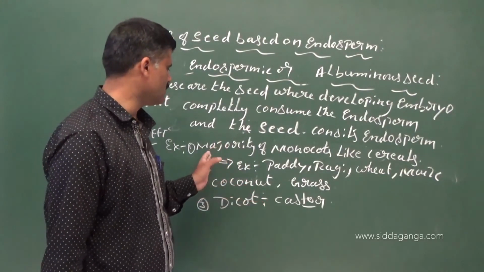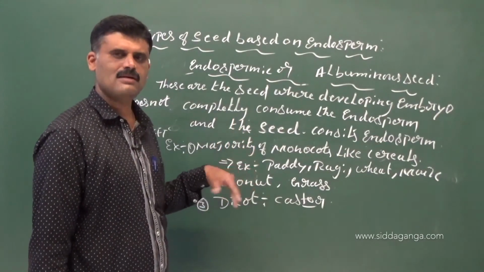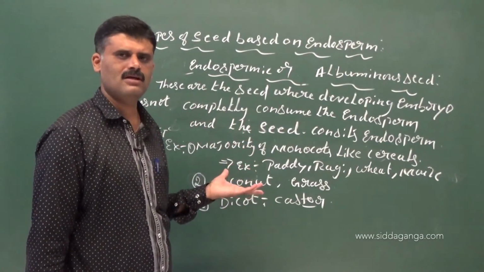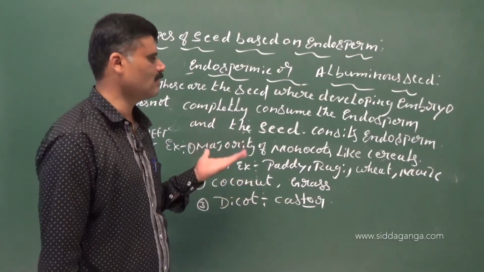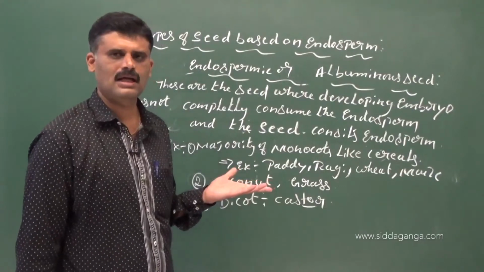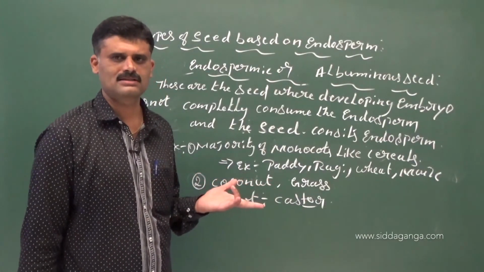Like that, majority of monocots are endospermic seeds, and some monocots also do not contain endosperm. And those are in the category of non-endospermic seed. That is, for example, orchids. Okay.